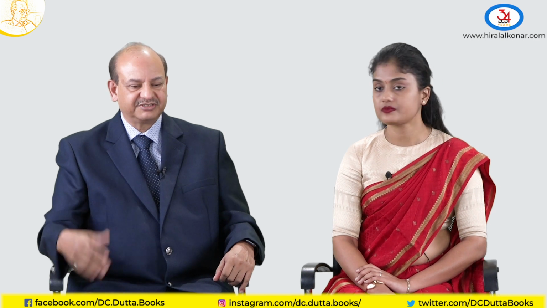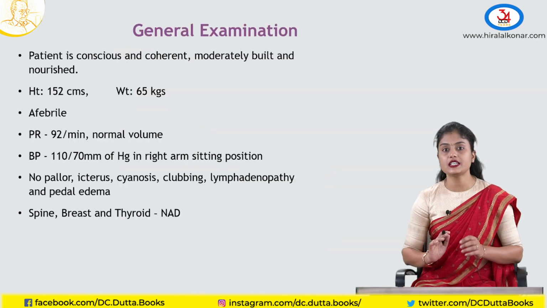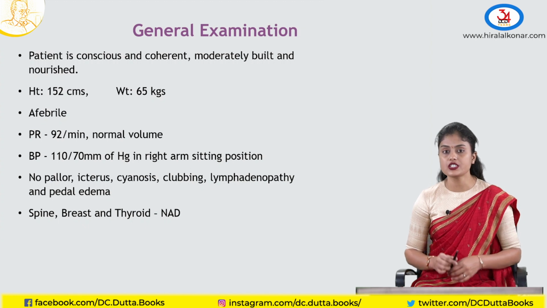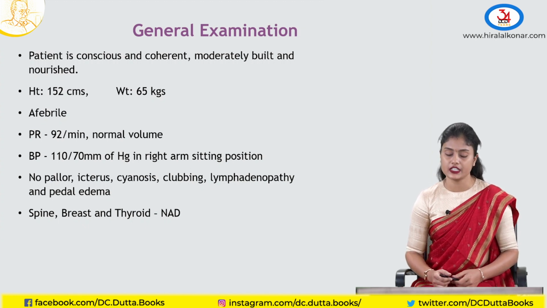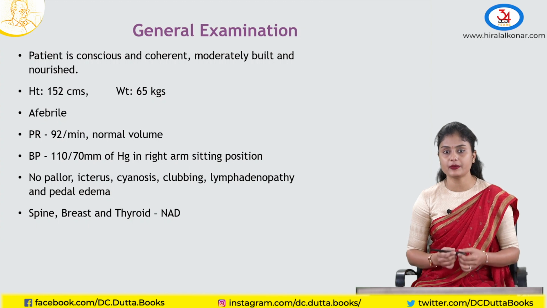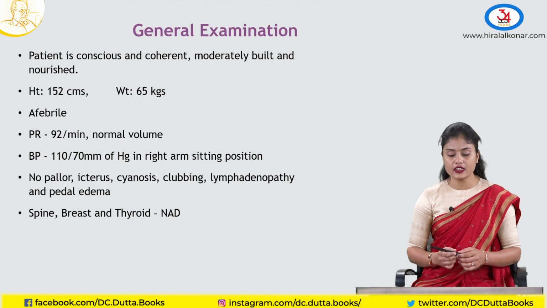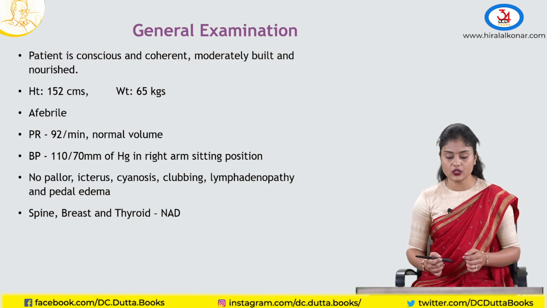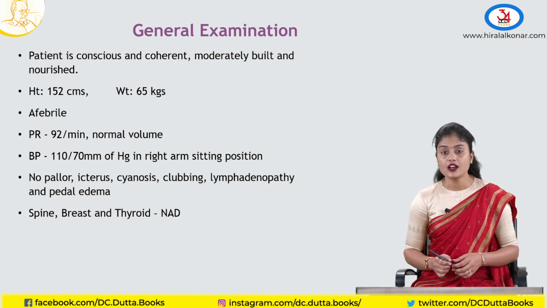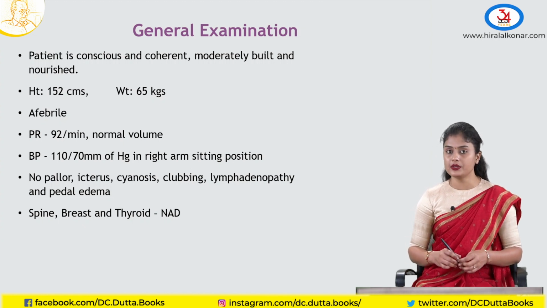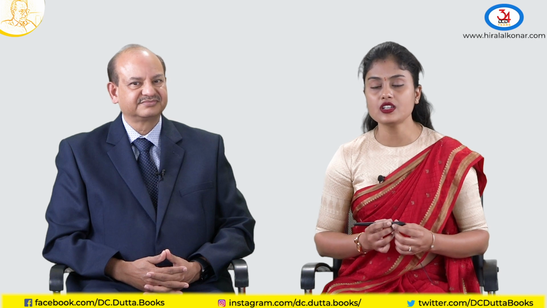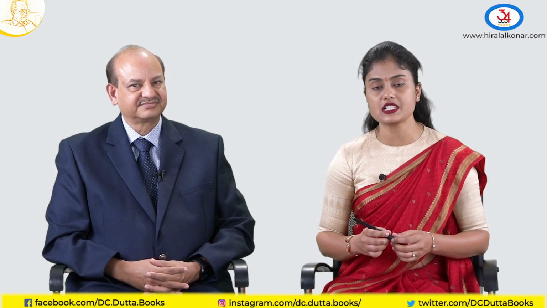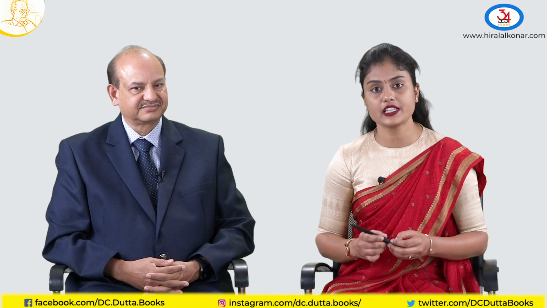So, we will now move ahead with the examination. Coming to the general physical examination, my patient is conscious, coherent, moderately built and nourished. Her pulse was 92 beats per minute, regular and normal volume. Her blood pressure was 110 by 70 millimeters of mercury in the right arm, sitting posture. No pallor, icterus, cyanosis, clubbing, lymphadenopathy or pedal edema was noted. Her spine, breast and thyroid were normal. Coming to her systemic examination, her cardiovascular system and respiratory system were normal and no abnormalities were detected.